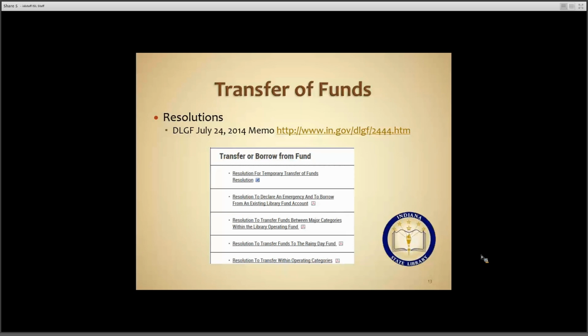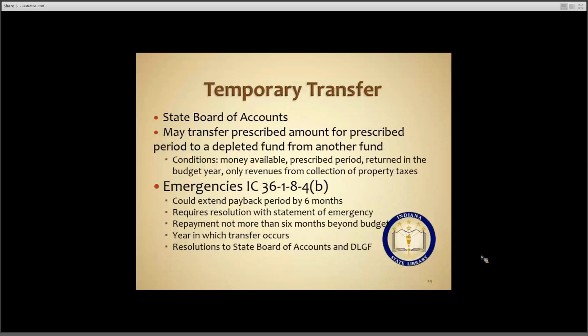Besides talking about additional appropriation, the memo talks about the transfer to the Rainy Day Fund. Please read the memo and be familiar with these procedures. Only the revenues derived from the levying and collection of property taxes or special taxes or from the operation of the political subdivision may be included in the amount transferred.